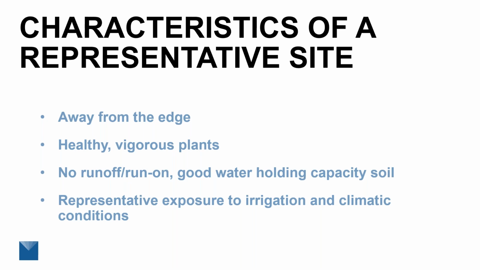Of course, we want the soil water to be representative too, so we avoid places that have run on or run off. We want an average exposure to the irrigation and to the climate, and we want an above average water holding capacity in the soil at that site. Again, that's so that the plants in that site won't stress and give us an unusually low value for the evapotranspiration there.